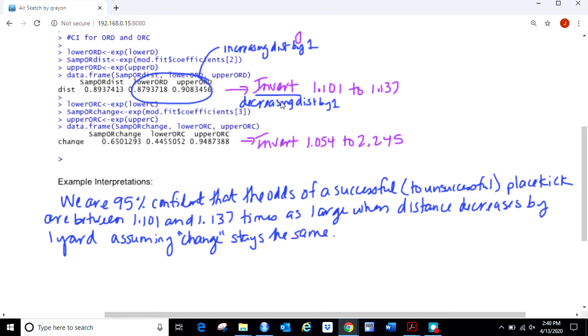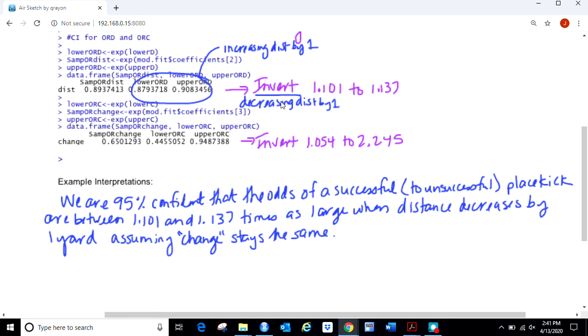Or in a sense, if I have that decrease in distance by 1 yard, whatever that change variable was isn't becoming a different value. So if it was going to be a non-lead change kick to begin with, it's still going to be a non-lead change kick. So I'm assuming that that type of kick, as far as the change variable is concerned, isn't changing as well. So if the only thing I do is decrease the distance by 1 yard, but that change thing stays exactly the same, here's how my odds of a successful place kick will change because of that.